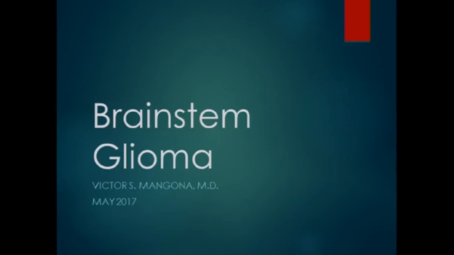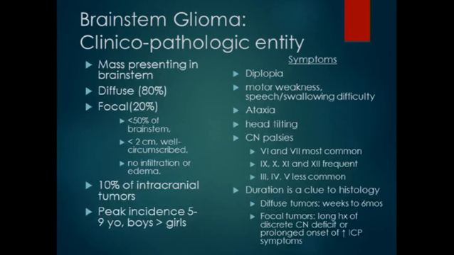Okay, so breaking down brainstem gliomas. All right, so brainstem gliomas, we're starting here at the bottom, okay? These are a clinical pathologic entity. So there's actually different kinds of brainstem gliomas, and they present in the brainstem. Okay, about 4 out of 5 of them are diffuse brainstem gliomas, or diffuse intrinsic pontine gliomas, DIPGs.